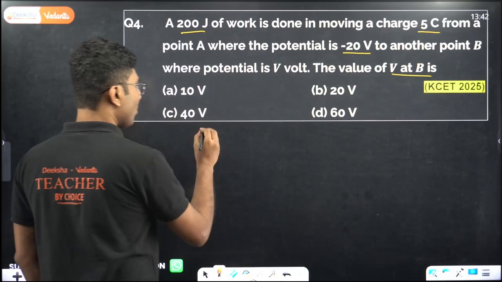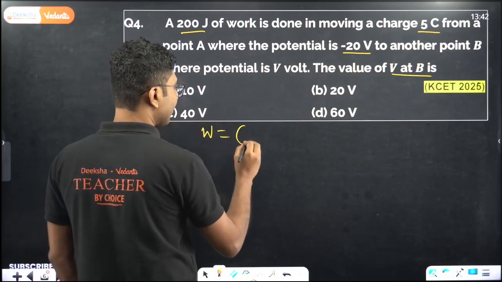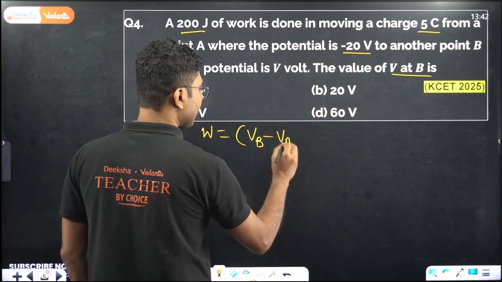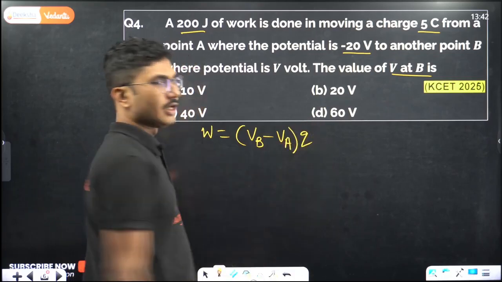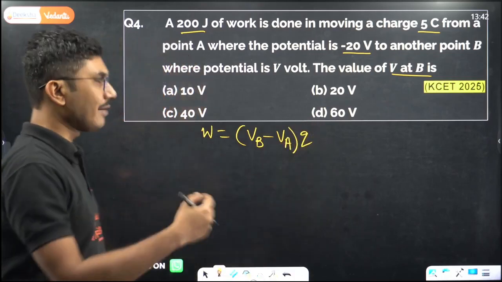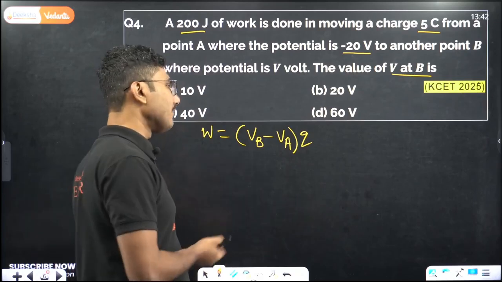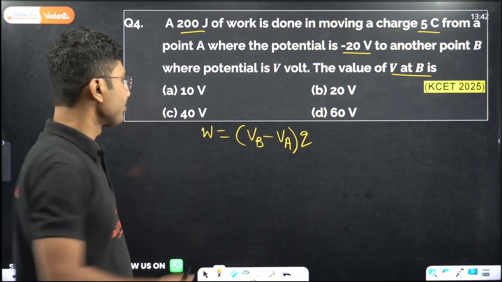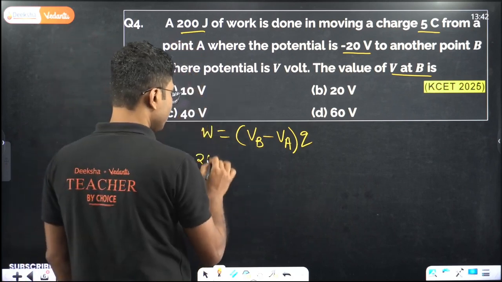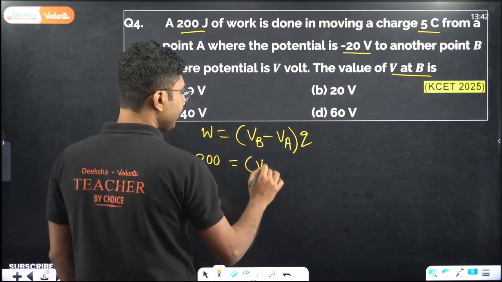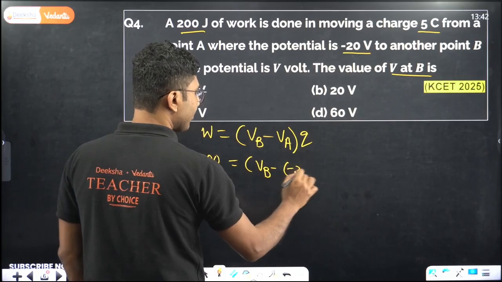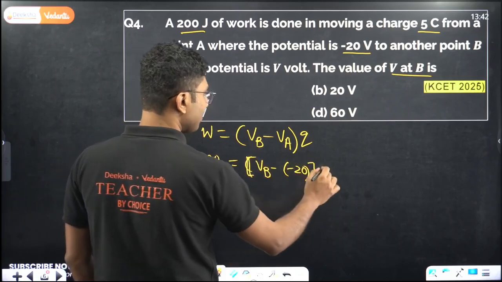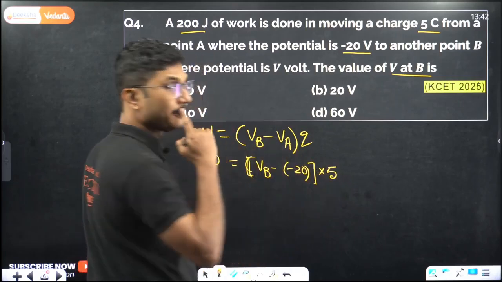Now remember that work done in an electric field can be calculated as potential at the final point minus potential at the initial point, into the charge. This is the formula for work done we have discussed, delta V Q, right? What is delta V? Delta V is the difference in voltage of the starting point and the ending point. So work done is given, 200 joules. Final potential we do not know. Initial potential is given, minus 20. Now here sign is important. For potential, sign is important. Charge is given, 5 coulomb.